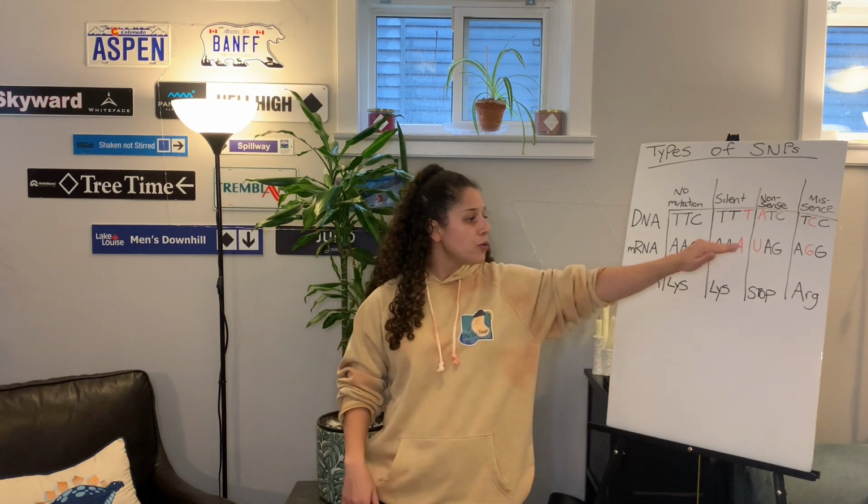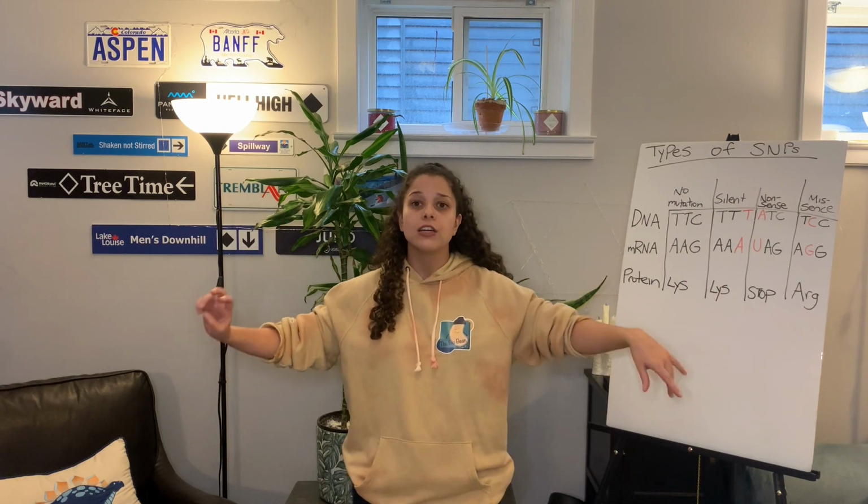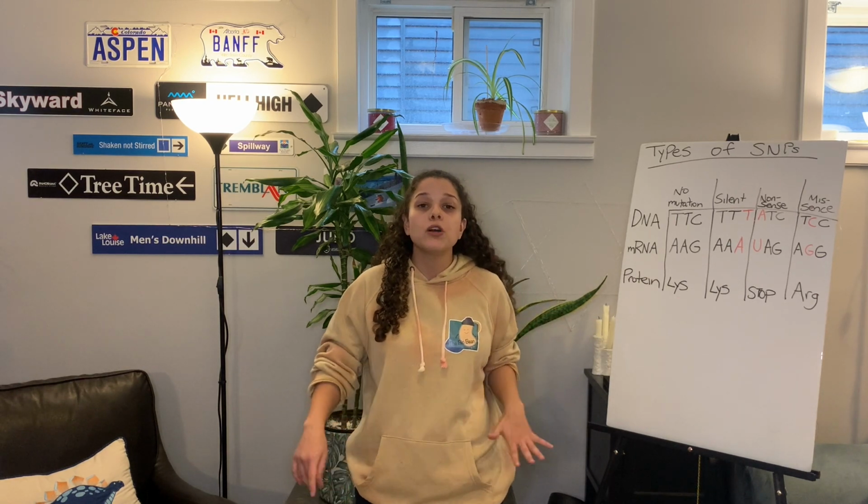And then this UAG gets translated into a stop codon. So this would tell the ribosome, this is the end of the protein, stop going here. So if this was the beginning of a protein, you might only have 2 amino acids added before you reach this stop codon. So this is what we call a nonsense mutation.